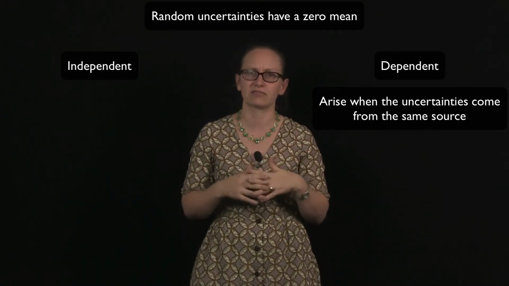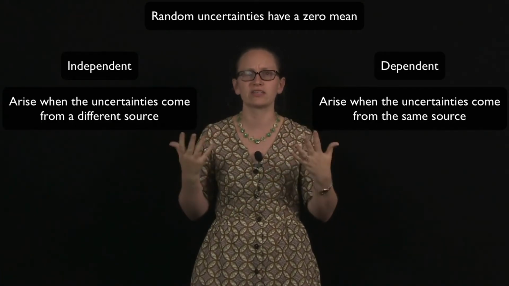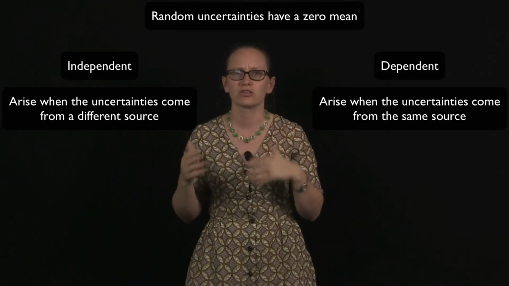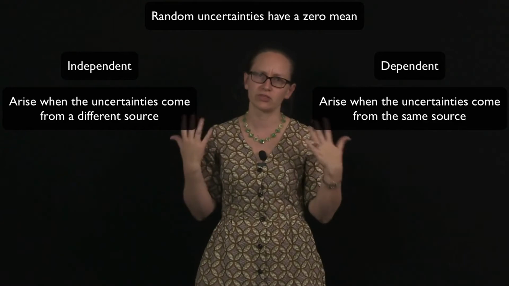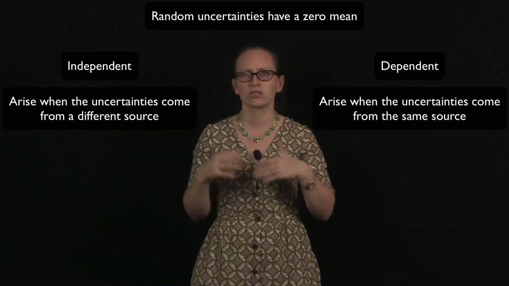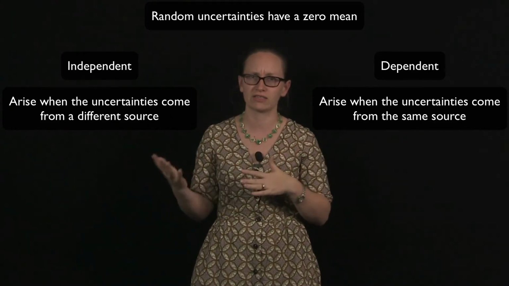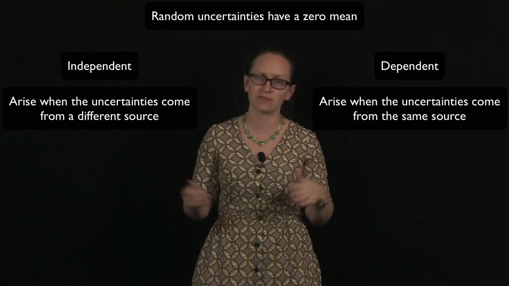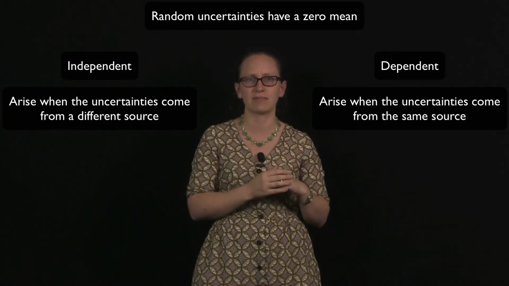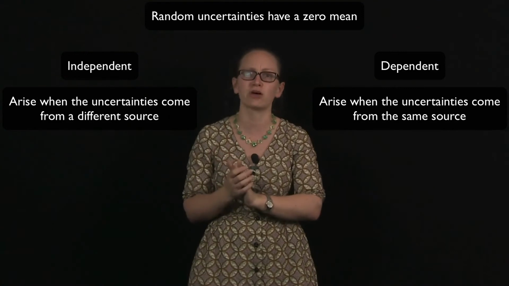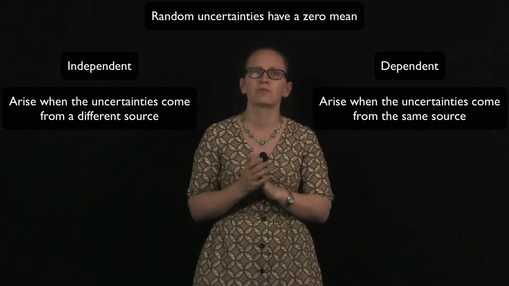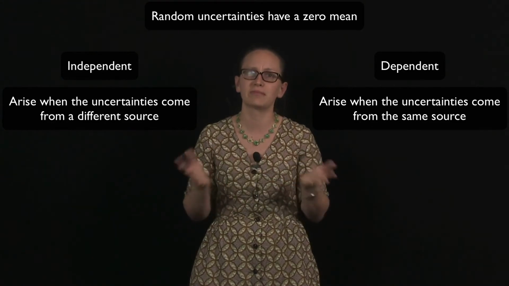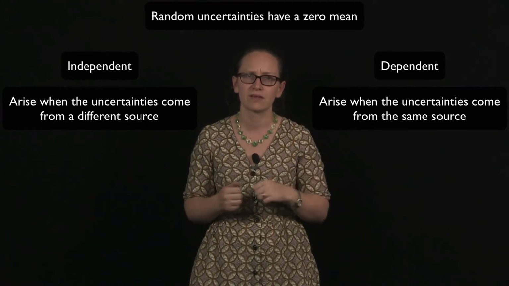Independent uncertainties arise when the uncertainties come from a different source. So this usually happens when we use a completely different piece of equipment to make a measurement. So for example, if we were measuring the speed, and in order to measure the speed, we measure the distance with a tape measure and the time with a stopwatch, the uncertainties in the distance and the time would be independent as they come from completely different sources.